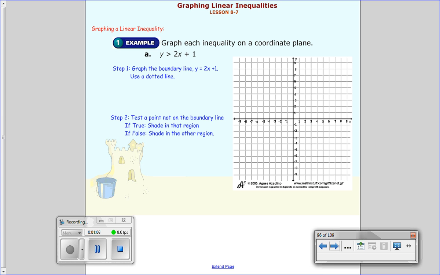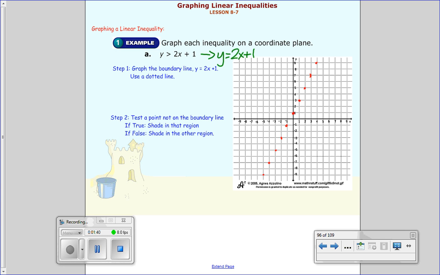Graphing an inequality on a coordinate plane. A says y is greater than 2 times x plus 1. What I want you to do is first just think of how you would normally graph y equals 2 times x plus 1. You graph them in the same way. So I find my points, and we do this with the slope and y-intercept. My y-intercept is 1, my slope is 2 over 1. And I just go ahead and plot those points on there.